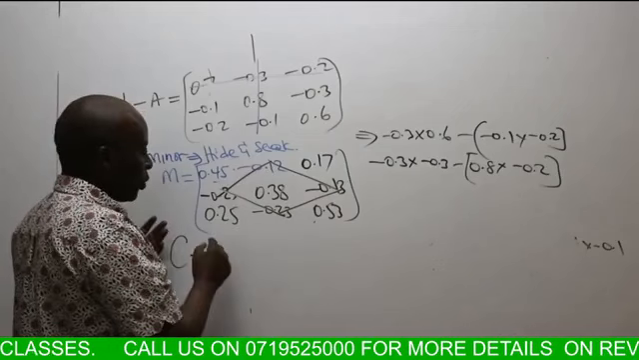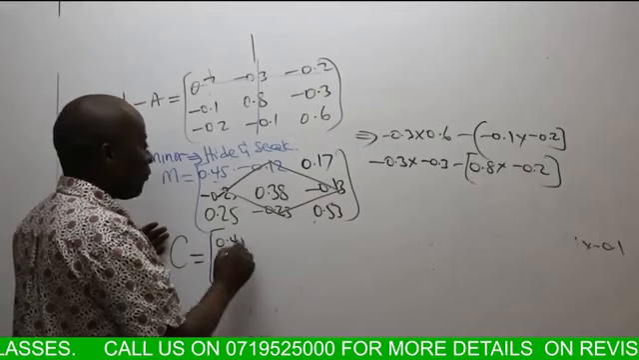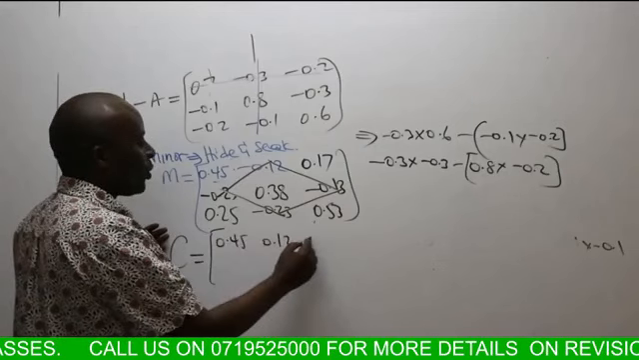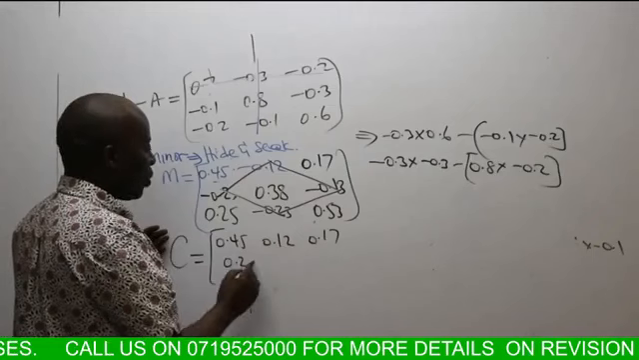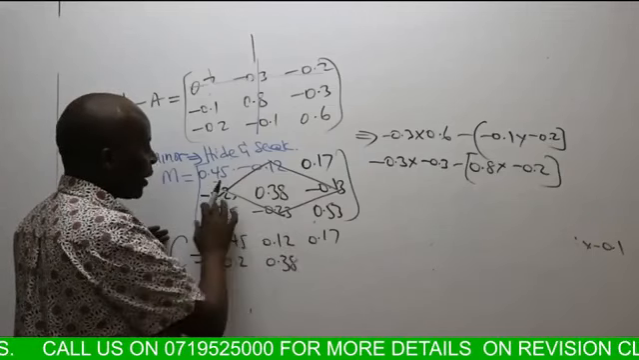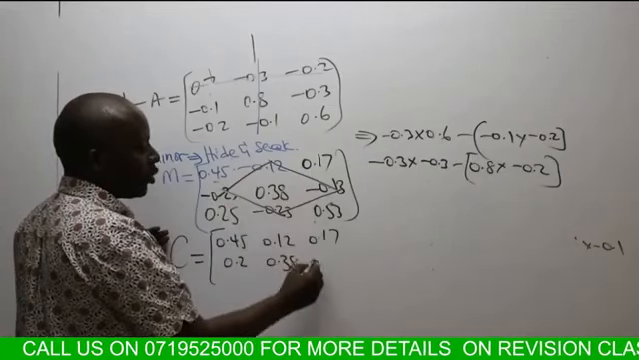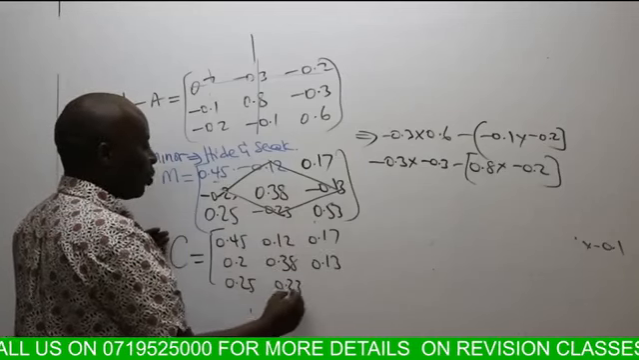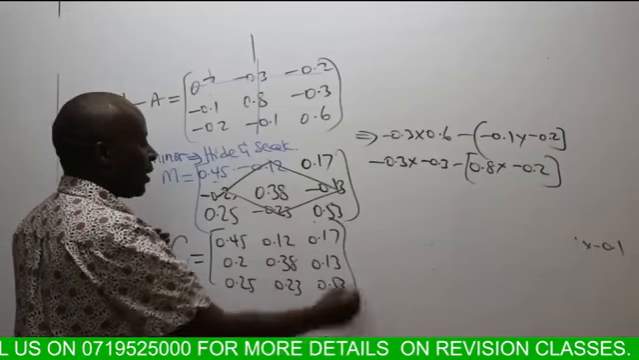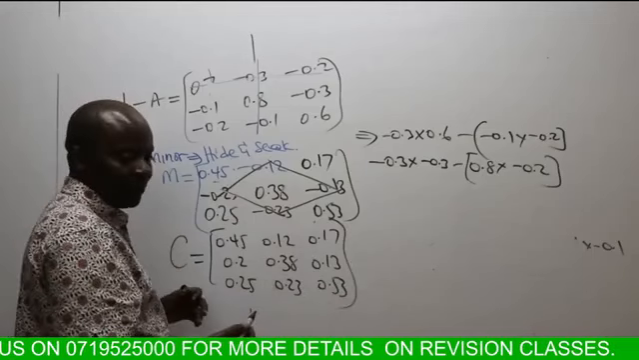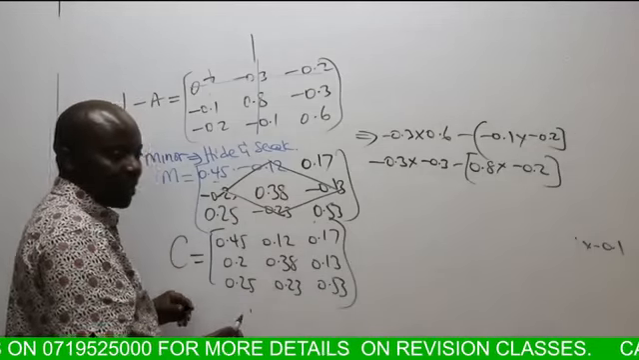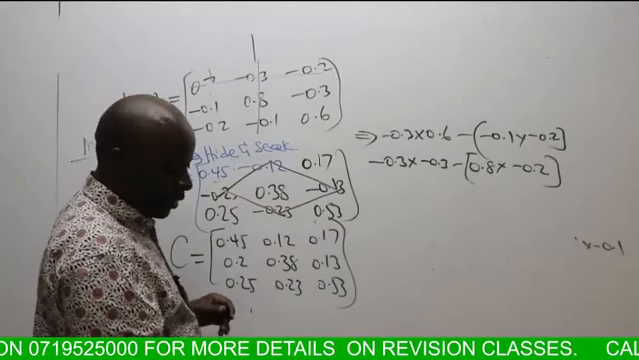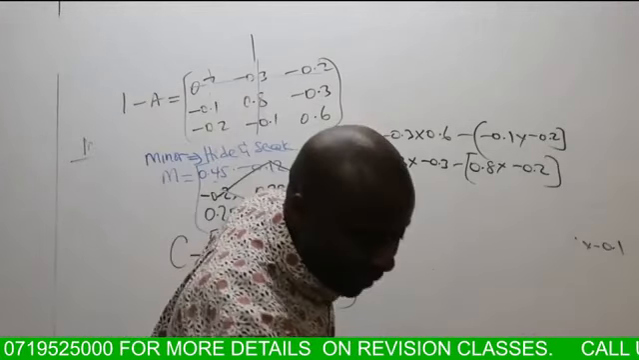So ultimately, we'll have all the figures here being what? Positives. So then the cofactors, we shall have 0.45, 0.12, 0.17. Then we have 0.2, 0.38. These ones are changing signs now. 0.13. Then we have 0.25. We have 0.23. We have 0.53 being our cofactors. Right? Now from there, ladies and gentlemen, come and define our inverse.